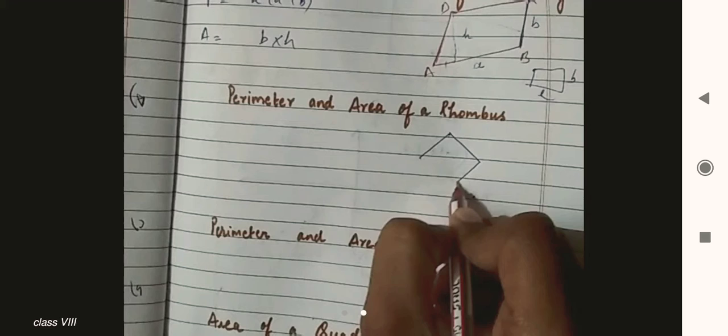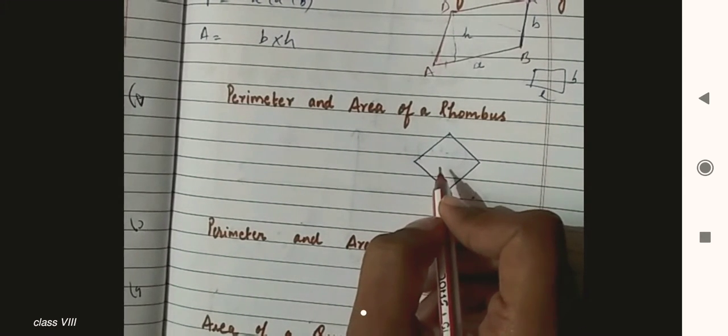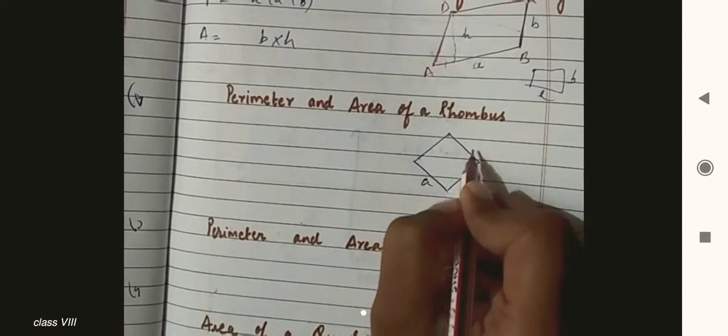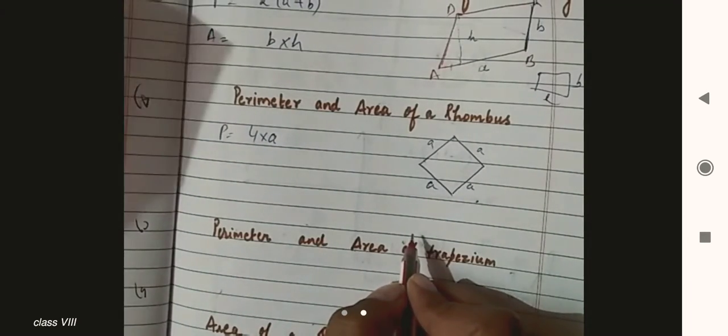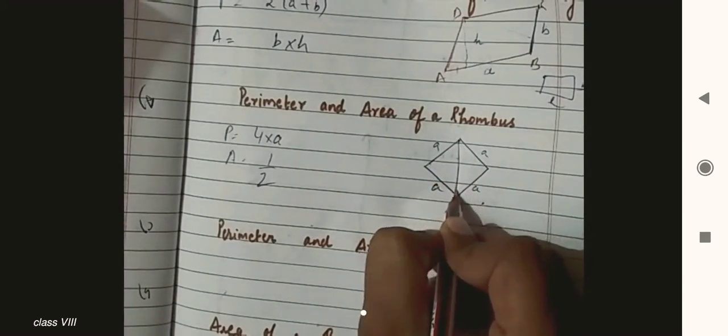Now we have the perimeter and area of a rhombus. Rhombus means all sides are equal. So this is your rhombus. In a rhombus also, perimeter means the sum of all sides, and because in a rhombus all sides are equal, the perimeter will be 4 into A. Why? Because A plus A plus A plus A gives you 4 into A. Now when we talk about the area of the rhombus, it is half the product of its diagonals. Diagonals means the lines which join two non-adjacent vertices. So if they are D1 and D2, the area will be half into D1 into D2.